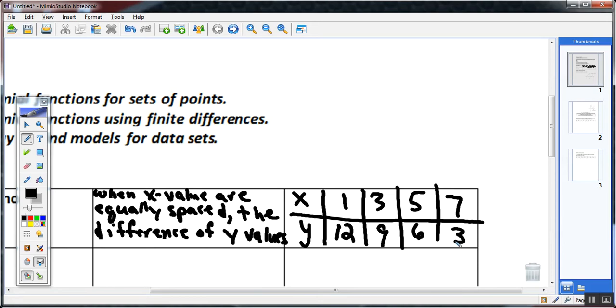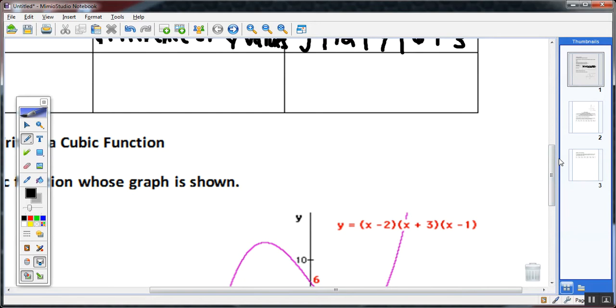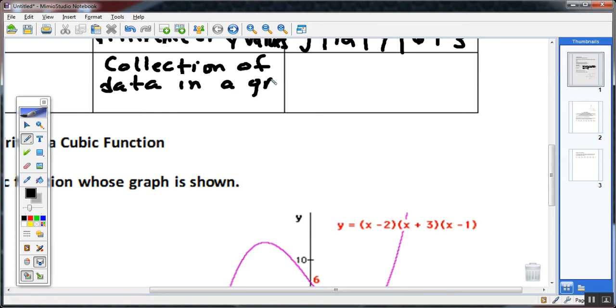And then scatter plots. You guys know what scatter plots are. They're just a collection of data points, a collection of data in a graph. Kind of looks like this. Have an XY plane. You might have points just scattered all about here like so. Okay? It's just a collection of data in a coordinate plane. That's all it is.